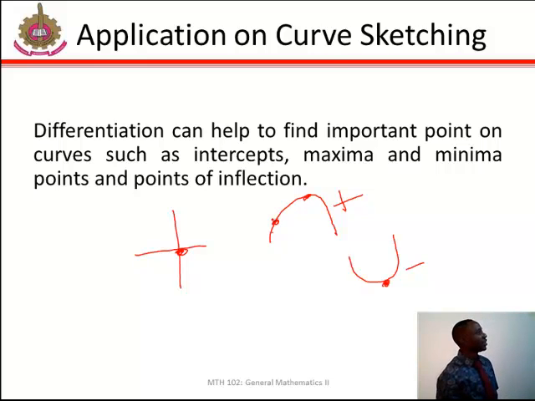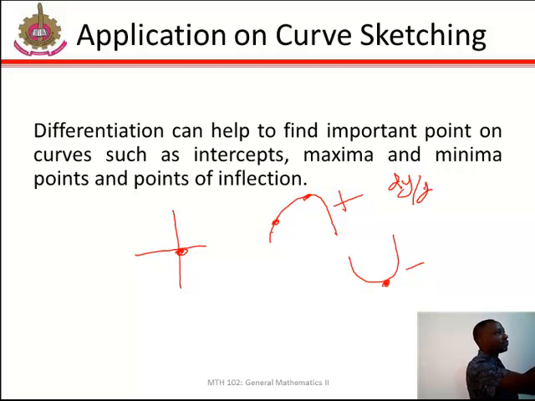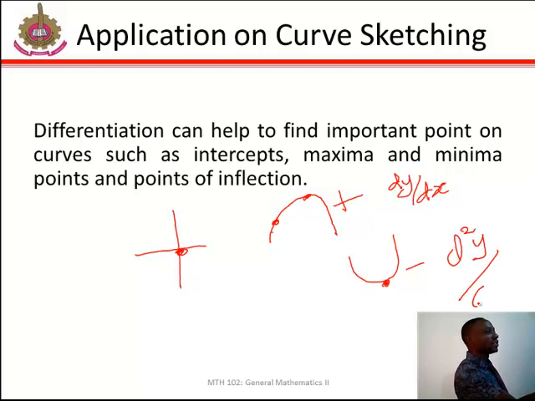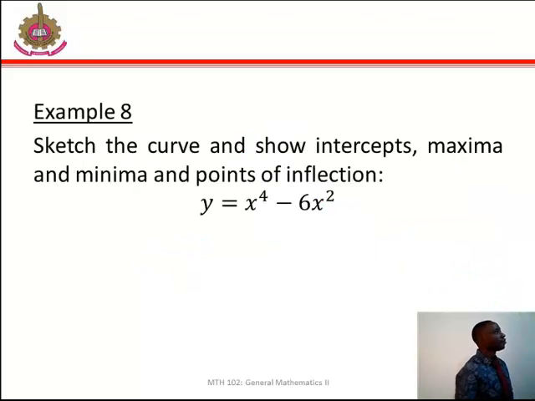In a situation like this, to find the maximum and the minimum points, we use the first derivative of the expression, the function of y given, and the point of inflection is going to be found using our second derivative. So let's solve an example so that you can understand this better also.